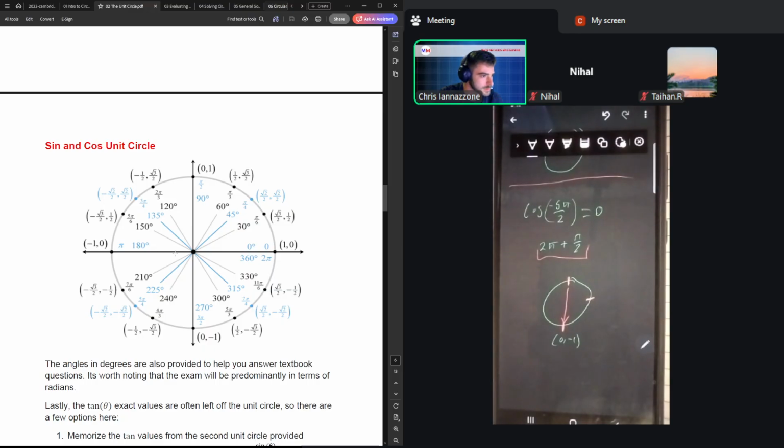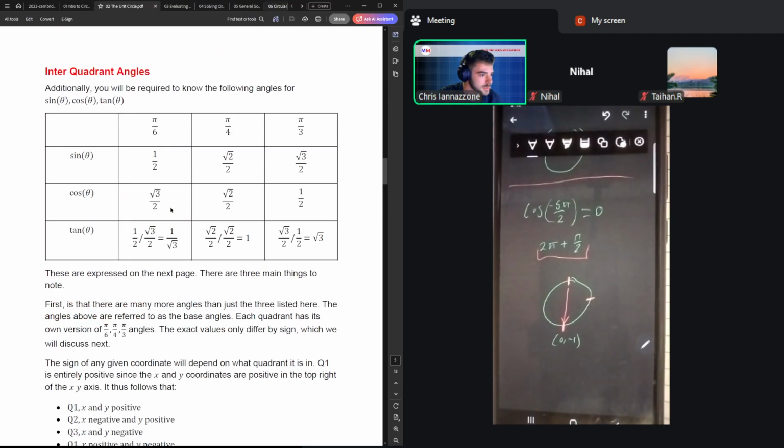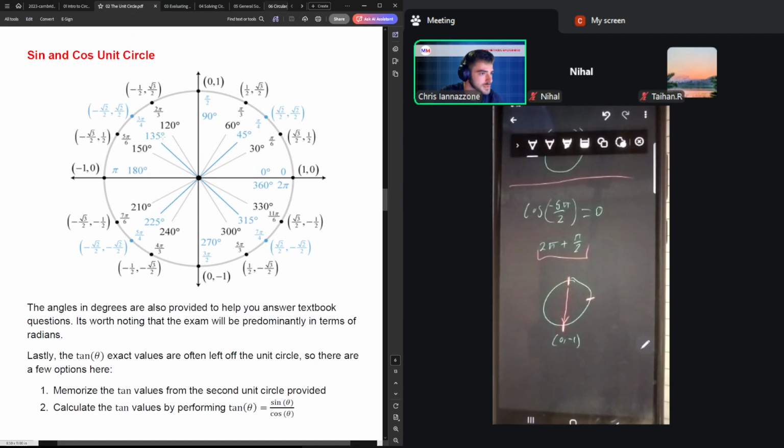Cool. So that was tan, sine, and cos. Okay, so how do we get to the other spots on the unit circle? As I said before, every single quadrant of the circle has a pi/3 type angle, a pi/4 type angle, and a pi/6 type angle. All of them are there.